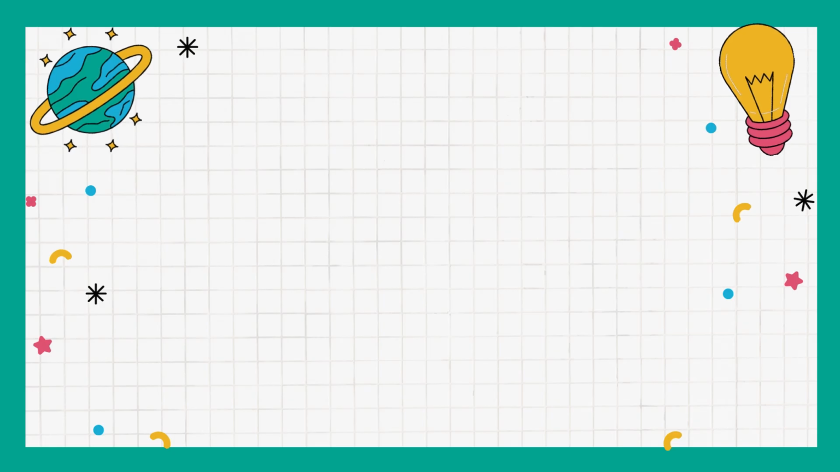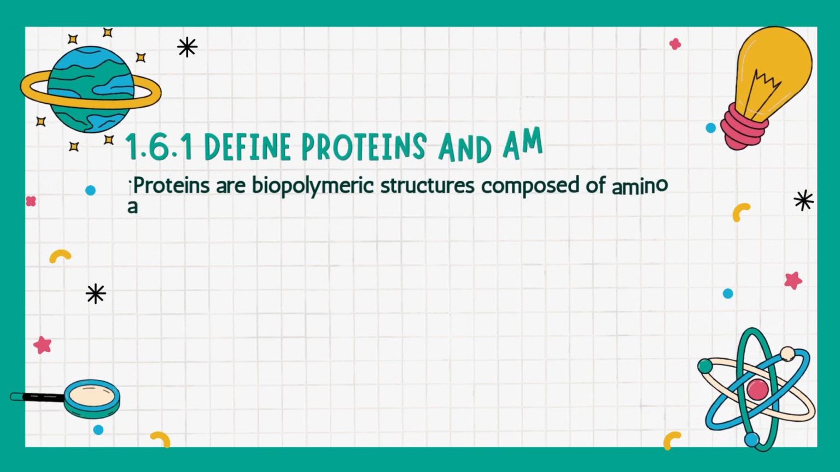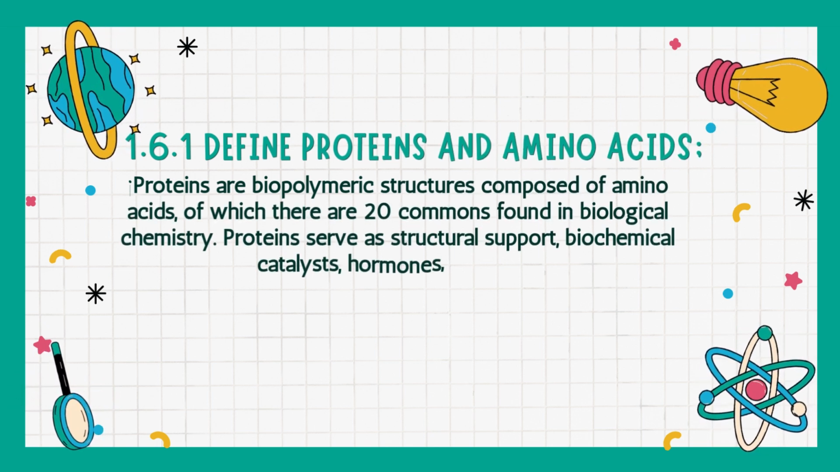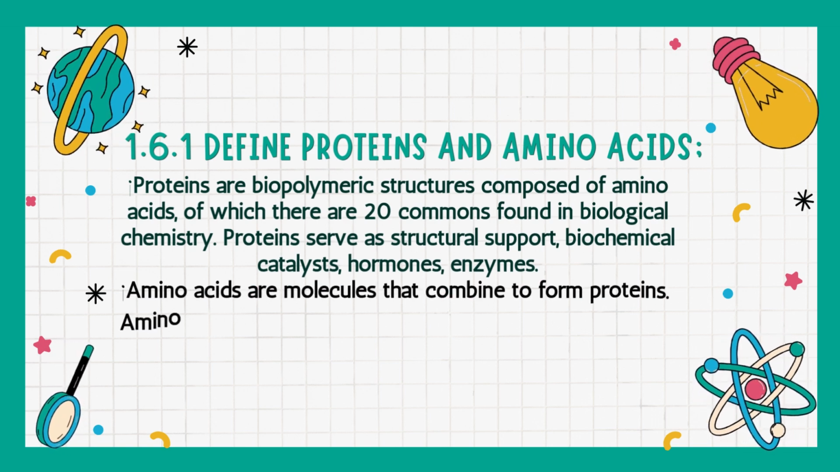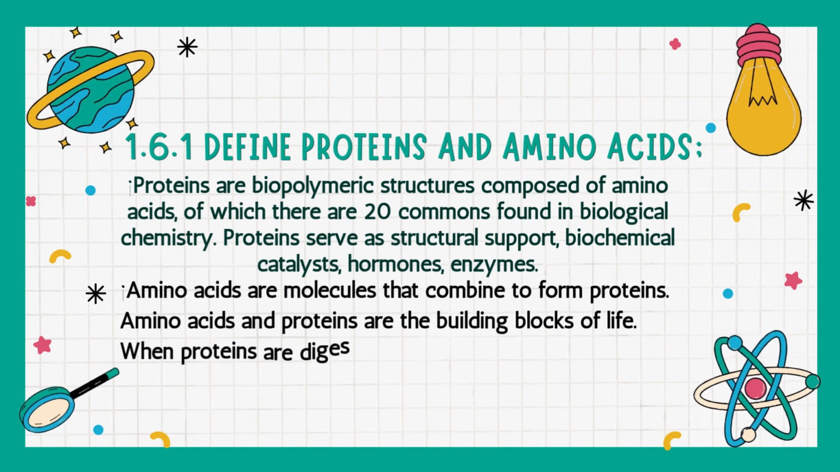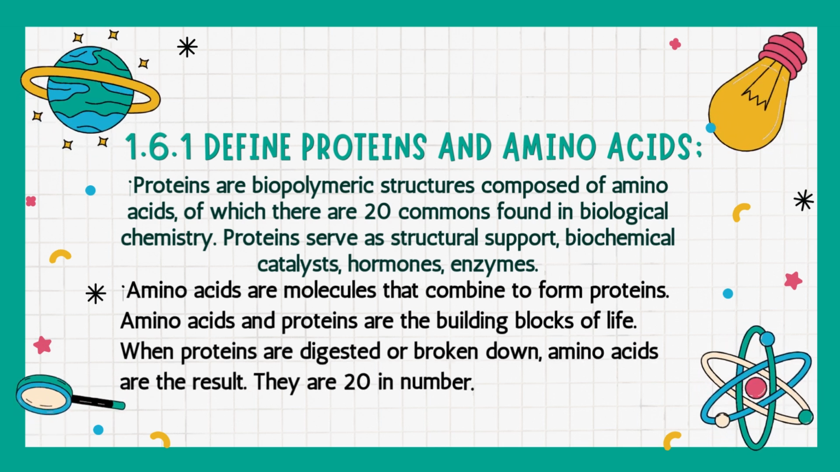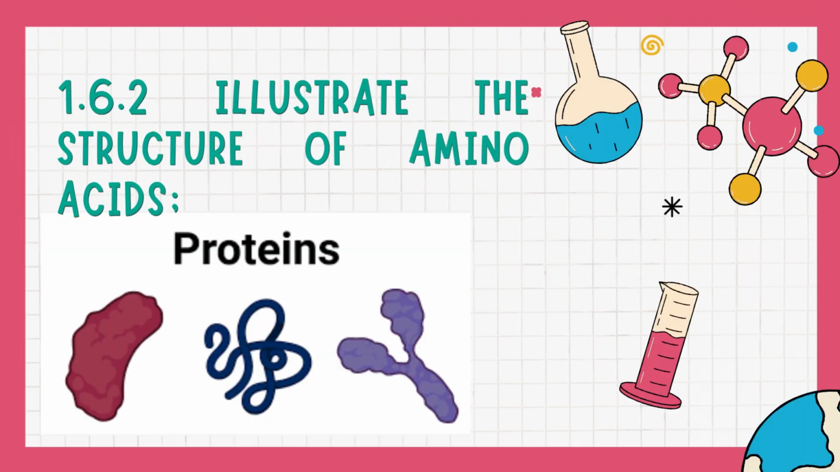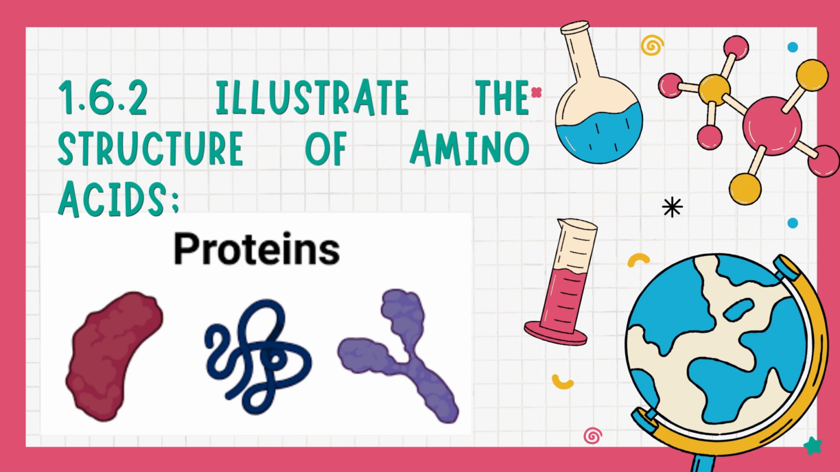Proteins are tiny building blocks that do big jobs in your body. They're made of smaller parts called amino acids, like beads on a string. There are 20 types of amino acids. Amino acids are molecules that combine to form proteins. Amino acids are the building blocks of proteins. When proteins are digested or broken down, amino acids are the result.